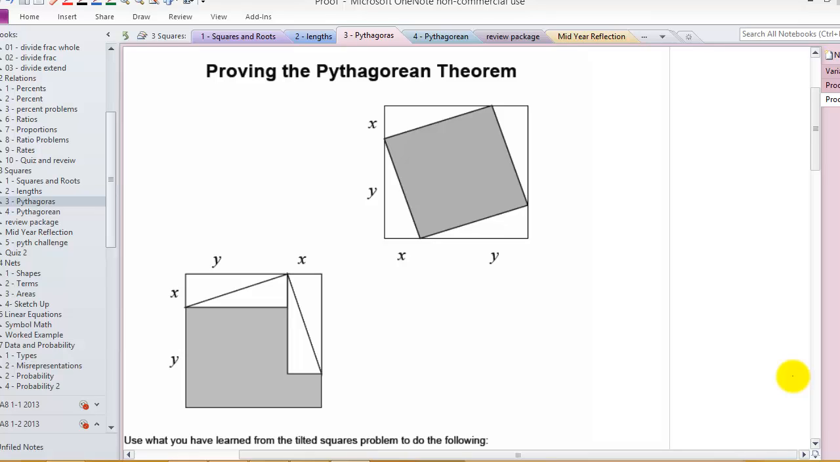Okay, here's the last video on squares and tilted squares, and then finally the Pythagorean theorem. The idea of the Pythagorean theorem is we look at right angle triangles, with length x, height y, and then we have something called the hypotenuse, which is this length. The hypotenuse is the longest side.